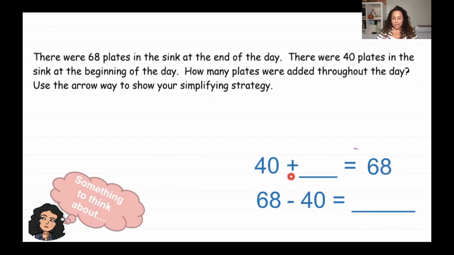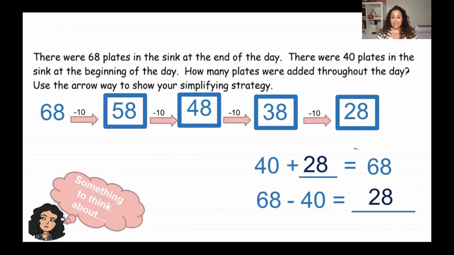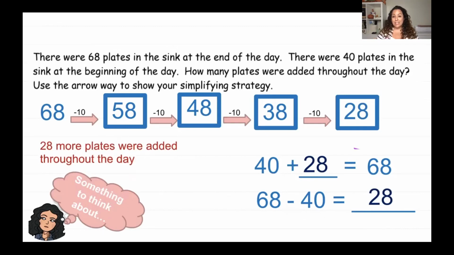But if I do it this way and I do 68 take away 40, well, all I have to do is take away 4 tens. So let's see what that looks like. So here's 68. I'm going to take 1 ten, 2, 3, 4 tens. So let's go ahead and subtract 68 take away 40. 58, 48, 38, and 28. So I can say that 40 plus 28 equals 68. Or I can say that 60 take away 40 equals 28. So 28 more plates were added throughout the day.